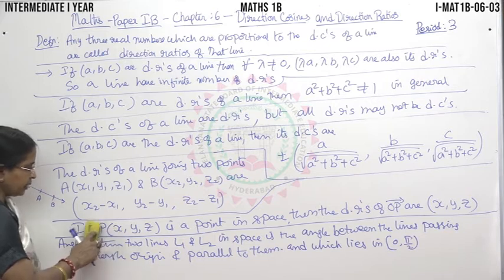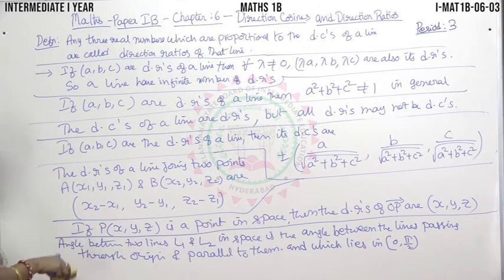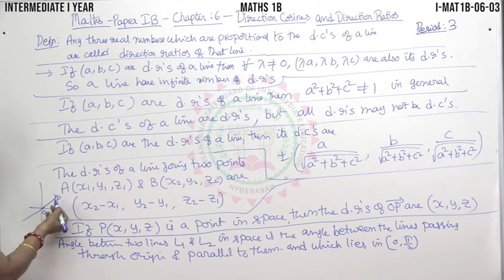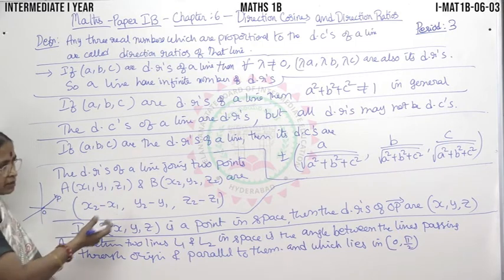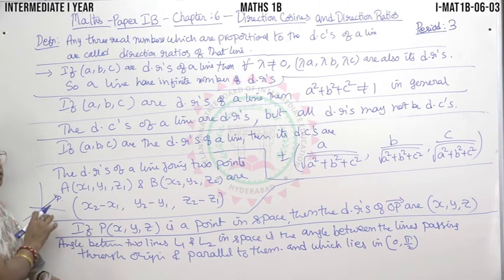Now suppose that P is a point anywhere in the plane, and O is the origin. Then the direction ratios are just x2 minus x1, meaning x minus 0, y minus 0, z minus 0. That means the coordinates themselves become the direction ratios.